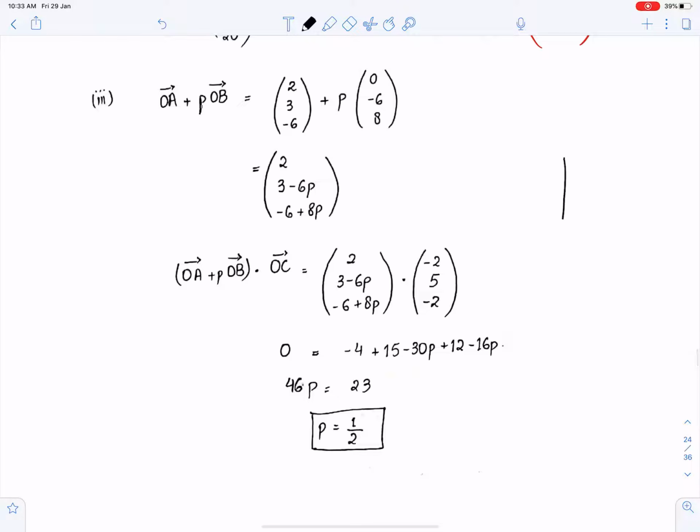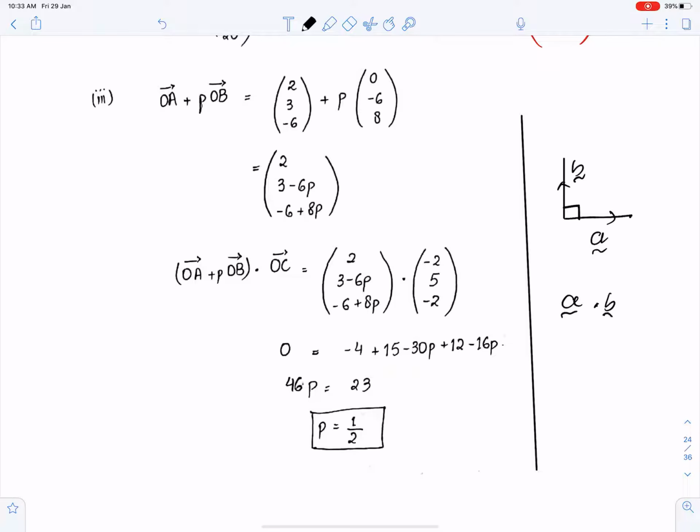Well, since it's given, the vectors are perpendicular, therefore their dot product must be 0. I told you this in scalar products. If two vectors are perpendicular, let's suppose this is vector A and this is vector B. If they are perpendicular, then their dot product must be 0. Make sure you remember this concept. So this is 0 and you just need to multiply the components. 2 times minus 2 minus 4, then put plus sign. 5 times this is this and this. And this is the value of P.